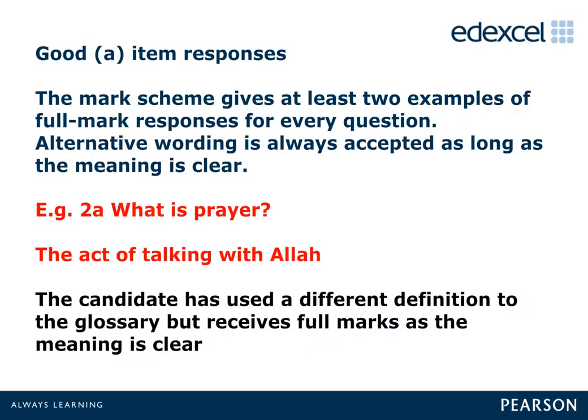We will begin with the A items. On pages 111 and 112 of the specification, you will find each key word with its definition. Each A item is worth 2 marks, and in the mark scheme, there are at least 2 full mark definitions which correspond to the glossary, and also 1 partially correct answer.